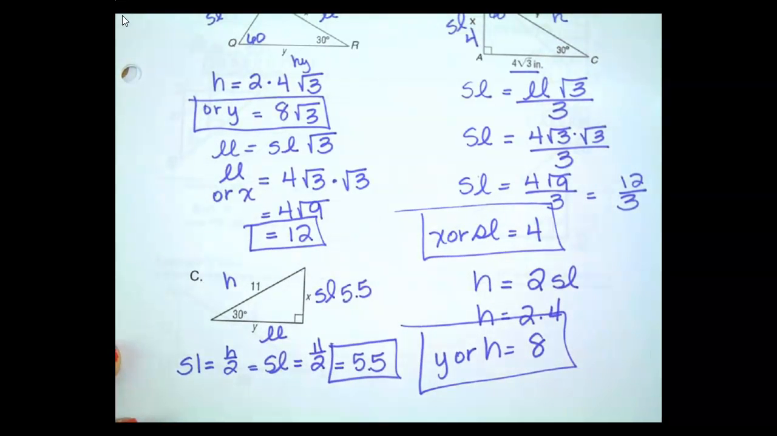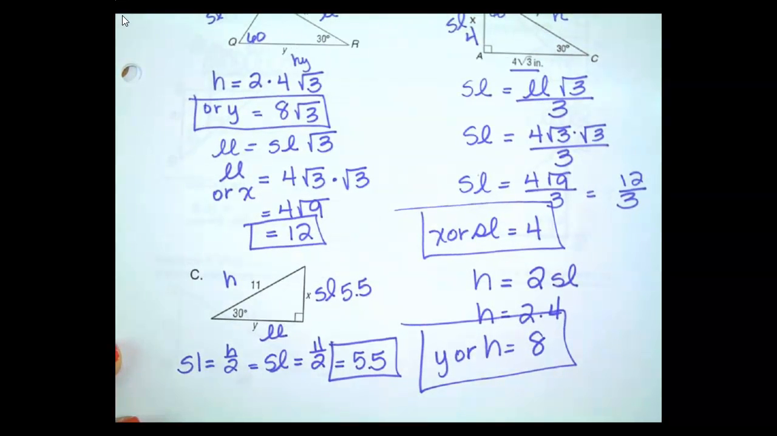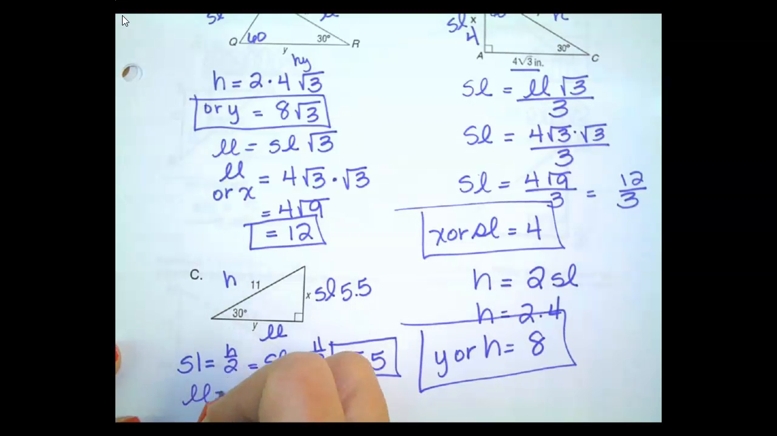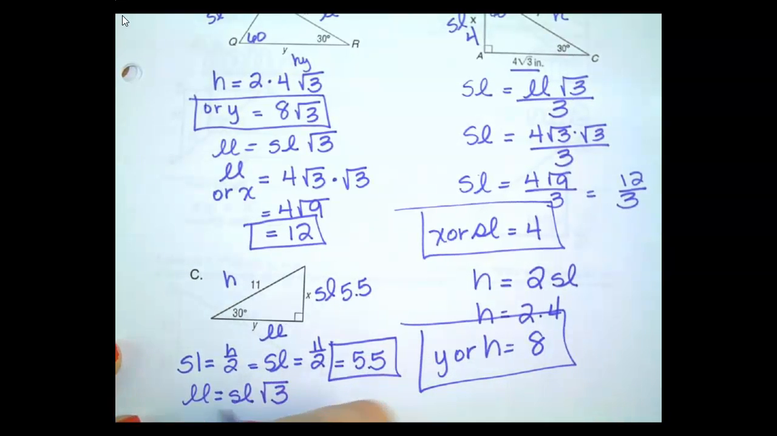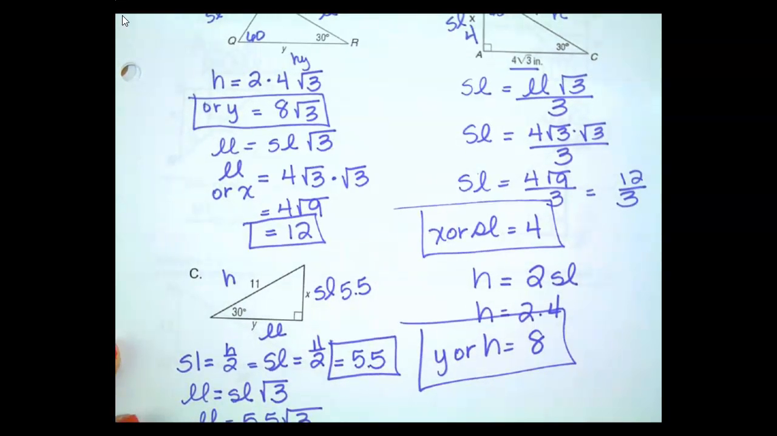So to find my long leg is equal to short leg times the square root of 3. So my short leg, LL, was 5.5 times the square root of 3, and that is it.